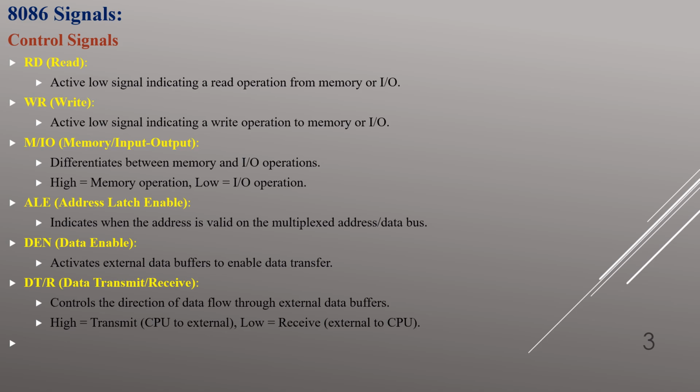Last one is DT/R, that is data transmit receive. When DT/R is high, it indicates that data is being transmitted from the CPU to the external device. When it is low, it indicates that data is being received from the external device to the CPU. Clear? Now moving on from the control signals.